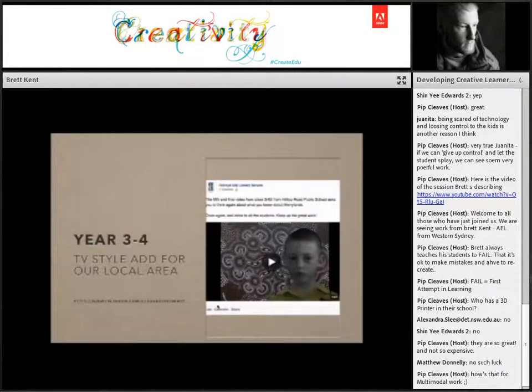Here we can see some Year 3 and 4 work. Now this is a unit of work, a project that went on and on and on for a very, very long time. And what we did was we asked our local library and our local council to give us a concept of what they would like to hear. What's something that they would like to have the students present.